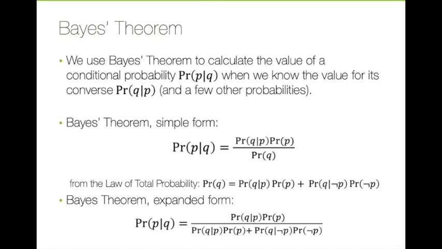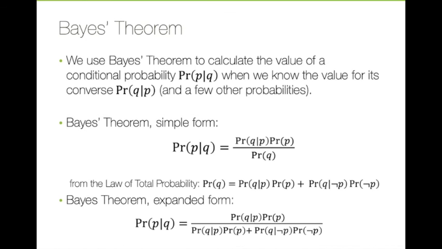Now, of course, the simple form of Bayes' theorem is often less useful because we may not know the probability of Q. But we have a way of calculating the probability of Q if we know the probability of P and the conditional probability of Q given P, which we already know. Then we only need to know one extra value, the probability of Q given not P. So the more useful version of Bayes' theorem comes from the law of total probability substituting in for the denominator.